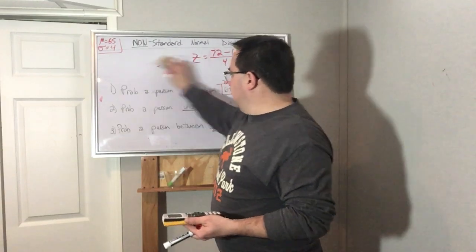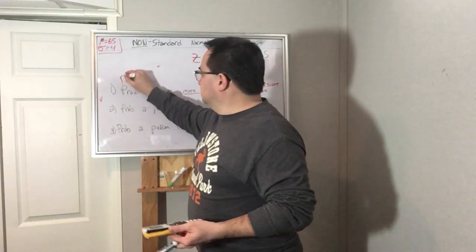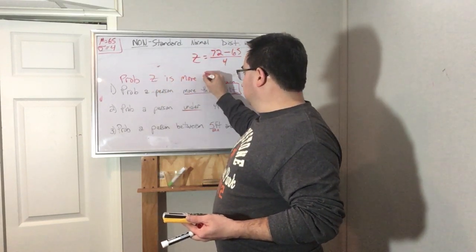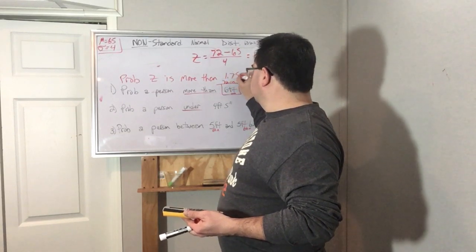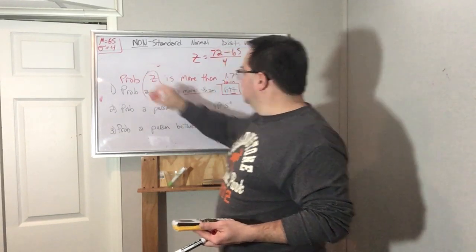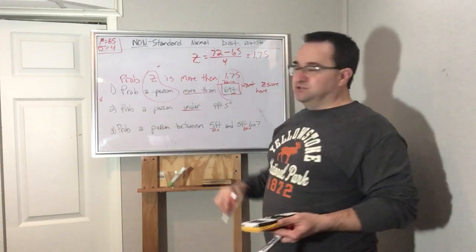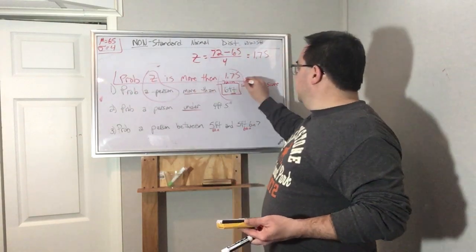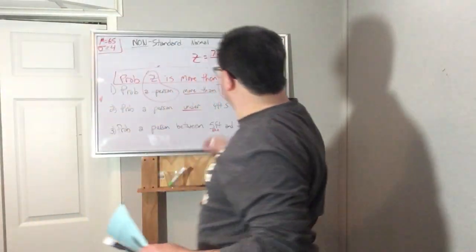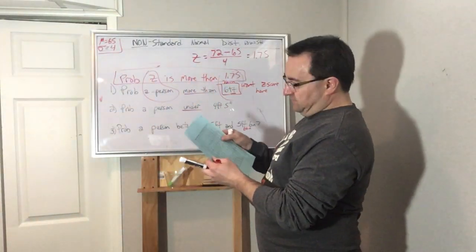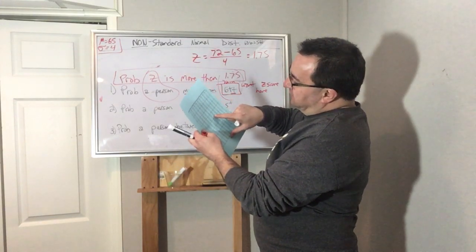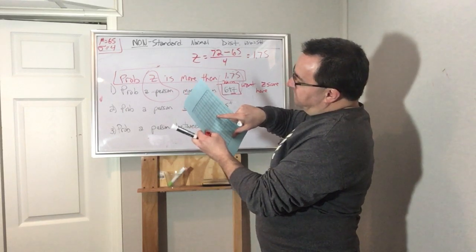So I could rewrite this problem as: what's the probability that a z is more than 1.75? I changed from a person to z and from 72 inches to whatever that z-score was. And this is what we did in our first lesson. So I have to get my table. 1.75 is positive, so I find 1.7, go over to the 5, and that is telling me 0.9599.